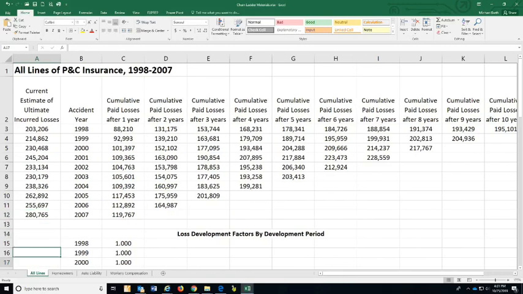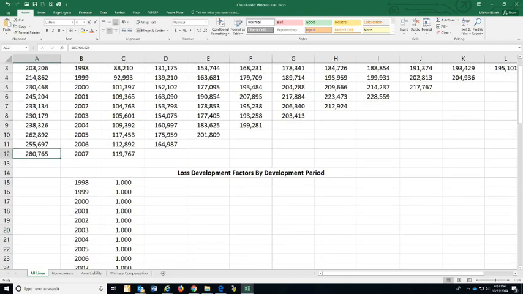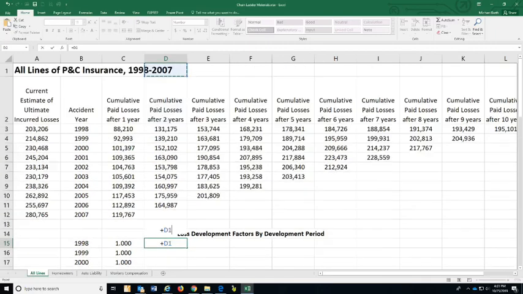Okay? So loss development factors. The first thing to do with this particular approach, we're going to take the cumulative after 2 years and divide it by the cumulative after 1 year. And that means that going from the end of this year to the end of this year, the claims payments went up by 48%. So the cumulative is about 1.487 times as much as the amount after the first year. It's about 1.497 for 2007.